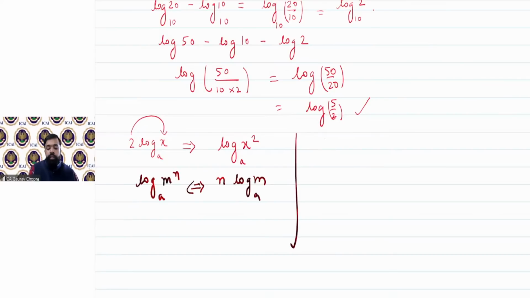Let's say if it is 10 log of 2 base 5, it can be written as log of 2 to the power of 10 base 5.